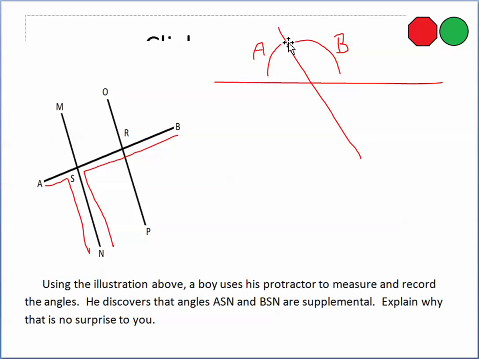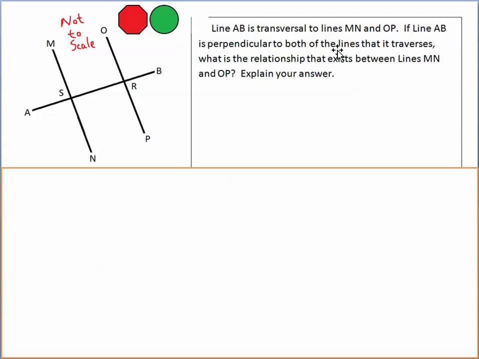So here we have angle A and angle B. I don't know what angle A is, and I don't know what angle B is, but I do know that A plus B is 180 degrees, always has been, and always will be. All right, we'll take a look at the next one.